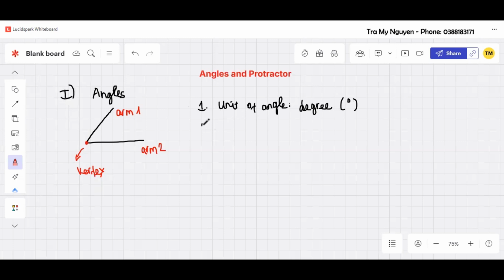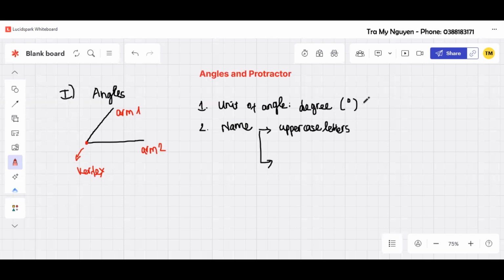Let's move on to the second part: how to name an angle. To be honest, we have two different ways to name an angle. I will draw two branches here. The first way, you can use uppercase letters.